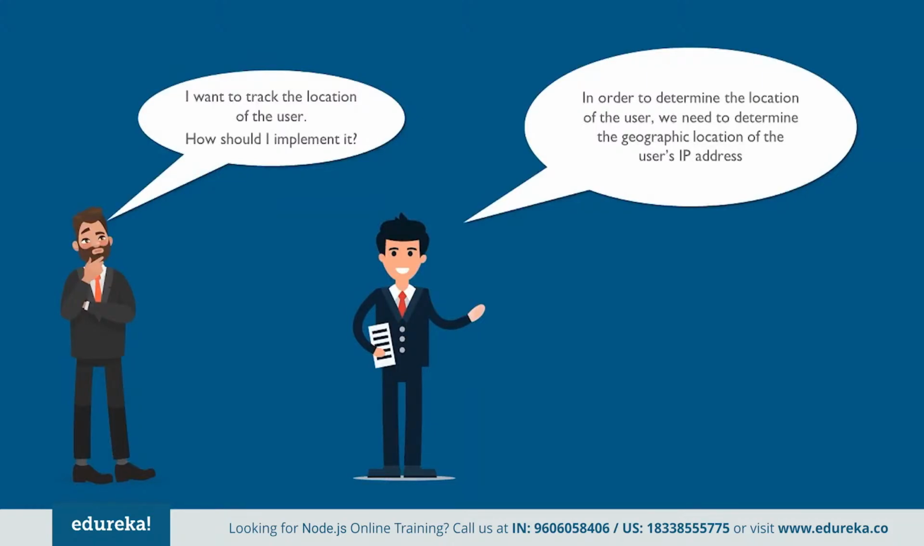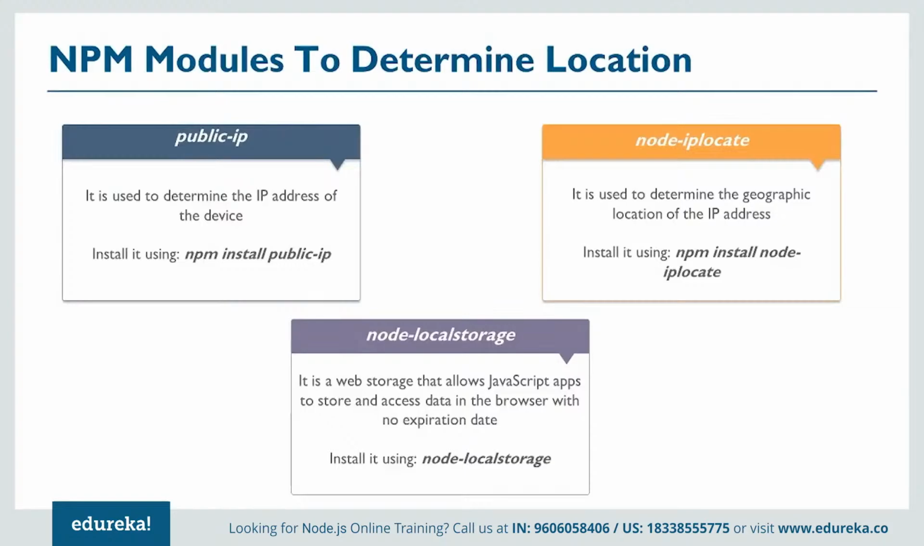In order to determine the location of the user, we need to determine the geographic location of the user's IP address. To do that, we have a public IP npm module, and we have the node IP locate module. Public IP is used to determine the IP address of the device, and then IP locate is used to determine the geographic location of the IP address. So it's a two-step process.